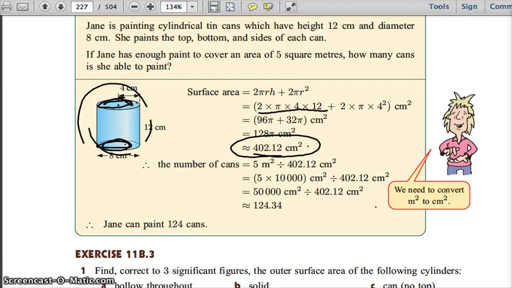If she was going to paint 2 cans, 804. Yeah, good, 804. 3 cans, 1200, and so we go. So that would be the process there. So they're your top end questions. They're your more difficult questions, Green.